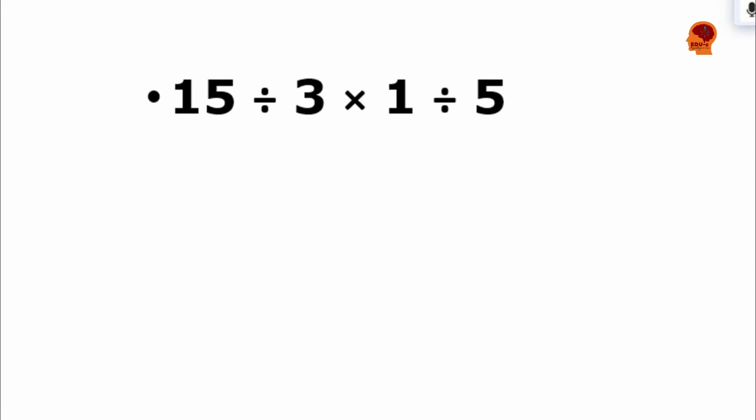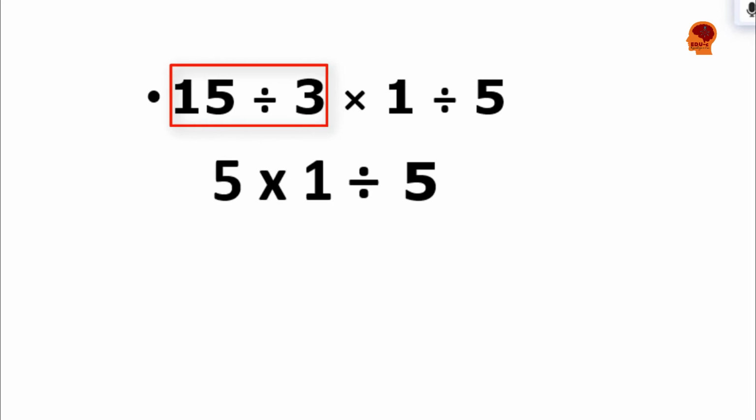But I want to use BODMAS in this question. Now, if you want to use PEMDAS, it means you're going to solve multiplication before division. But for BODMAS, we are going to solve division before multiplication. Okay, so I'm going to start from the left hand side.